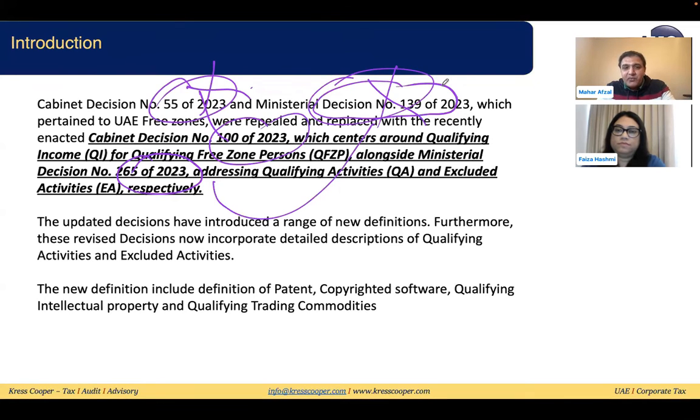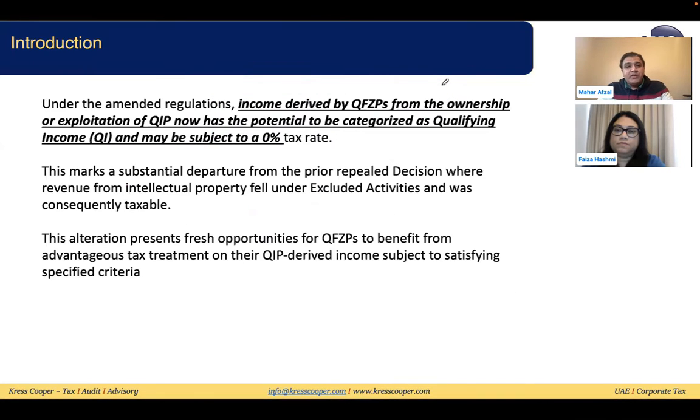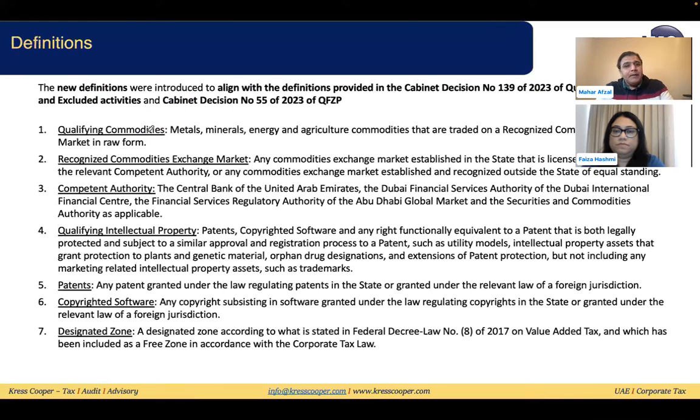They have added some more definitions. They have given some more qualifying income criteria. So what are the definitions they have added? They said income derived by the qualifying free zone person from the ownership and exploitation of the qualifying intellectual property. This is whatever we have discussed. If the qualifying free zone person is generating any income from the qualifying intellectual property, some portion of the income will be considered qualifying income based upon the formula that we will discuss. Rest of the income will be considered non-qualifying income. These are the definitions that they have added.